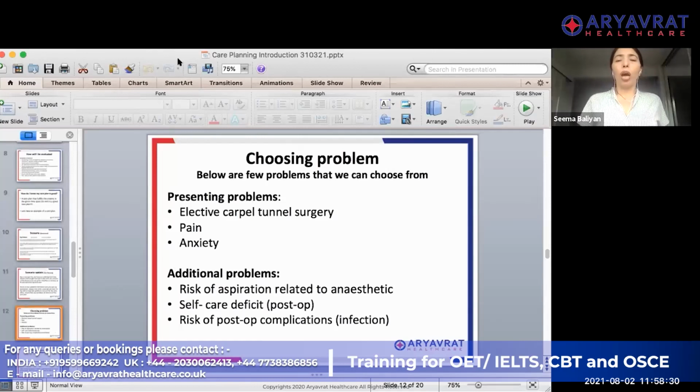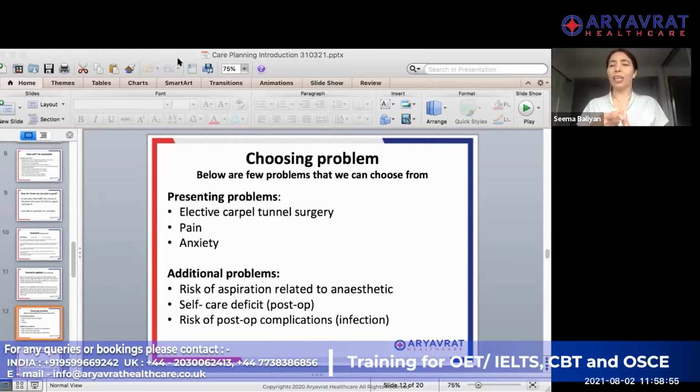Okay. So now, how do we choose a problem? His presenting problem, as we know, was carpal tunnel surgery. He was probably suffering with pain and probably he was anxious as well. With the history, you can see that he is looking after his wife, who suffers with multiple sclerosis and is wheelchair bound, and he is going to have the surgery.